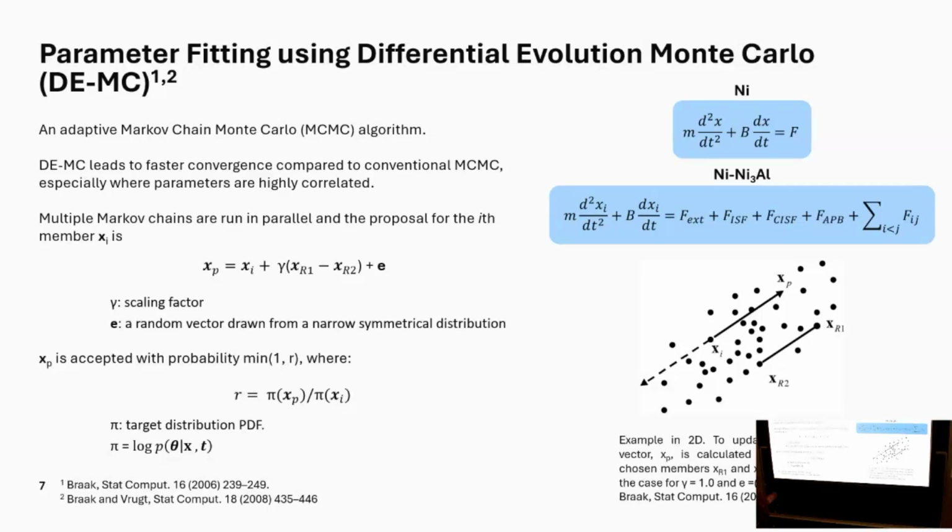The basic idea is that multiple Markov chains are run in parallel, and the update of a chain is dependent on the state of two other randomly selected chains from the pool of remaining chains. A proposal is generated based on this, and then we do this within a Bayesian framework. The proposal is accepted or rejected by considering the posterior distribution of the parameters given the data at that specific proposal.